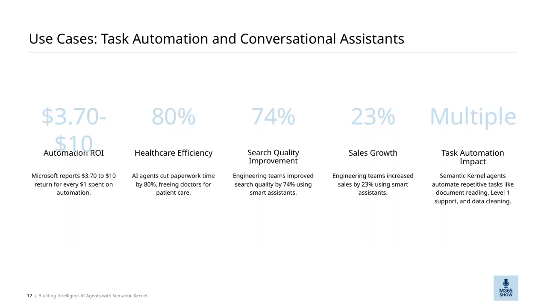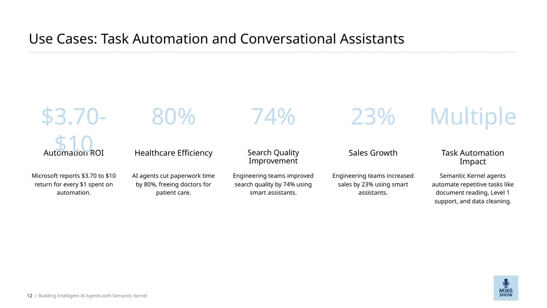Now, let's look at the impact of task automation with Semantic Kernel agents. These intelligent agents are designed to handle repetitive tasks such as reading documents, providing Level 1 support, and cleaning data, freeing up human resources for more strategic work.